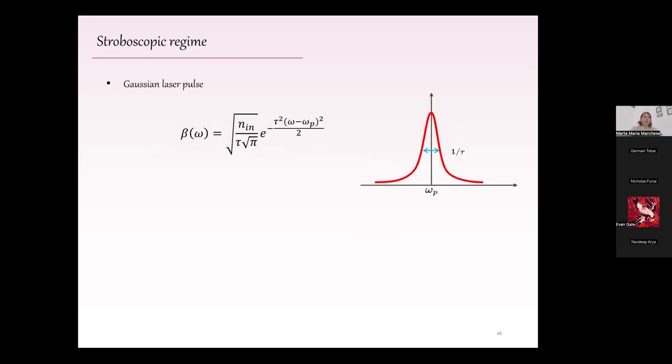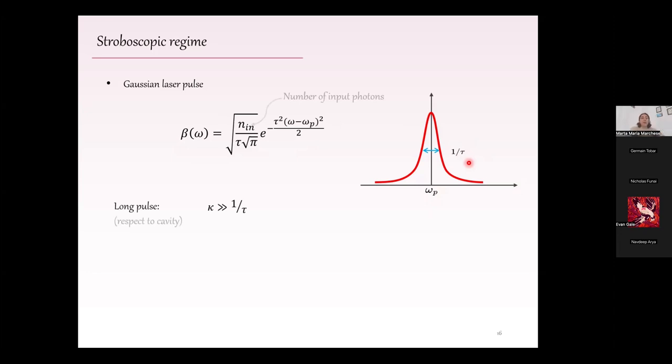And okay, I also want to make a comment on the kind of source we want to use. We want to reach the stroboscopic regime, and we want to use a Gaussian laser pulse that is centered around the pulse frequency omega p, and this pulse lasts a time tau. So the width in frequency of this pulse is 1 over tau. And it will, of course, also depend on the number of photons that we inject in the input field.